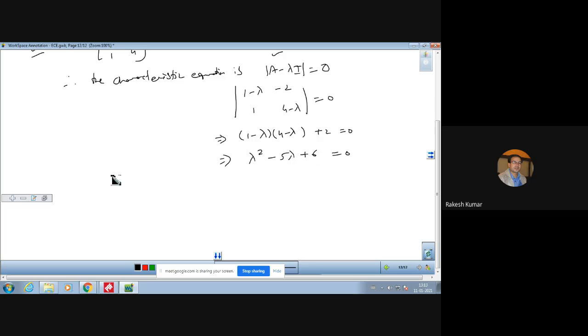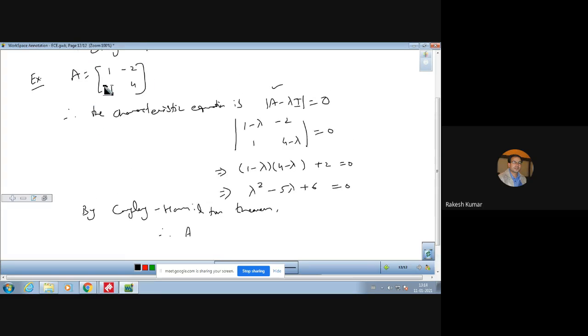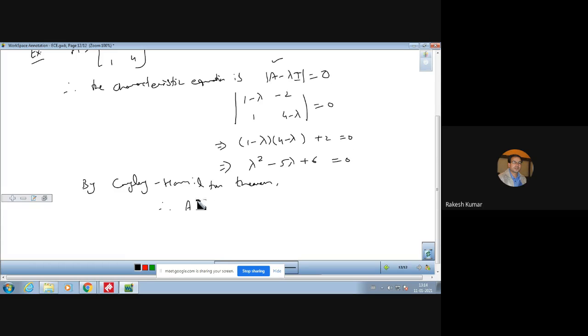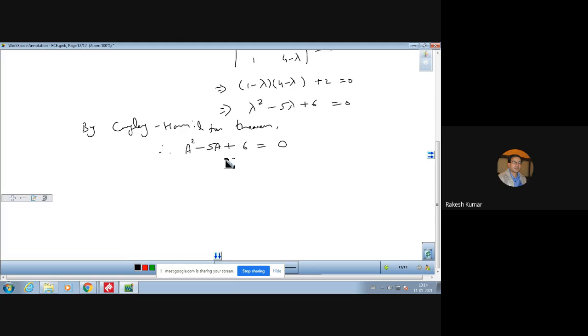And what about this by Cayley-Hamilton theorem? By Cayley-Hamilton theorem, we know that every square matrix satisfies its characteristic equation. Satisfies means this square matrix A should satisfy this equation, meaning A square minus 5A plus 6 should be a null matrix, a zero matrix. This is the meaning of Cayley-Hamilton theorem.